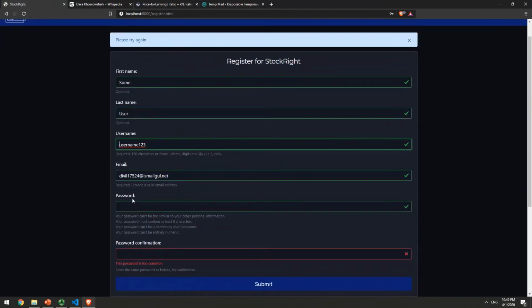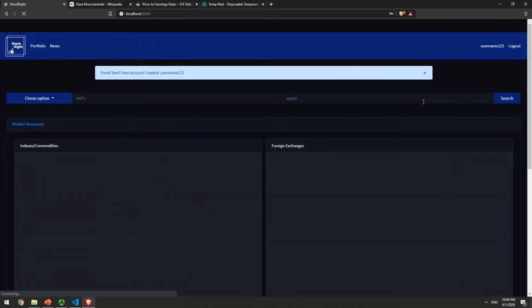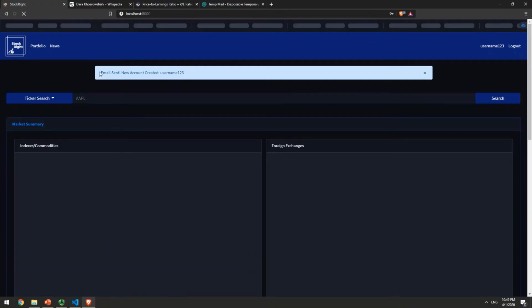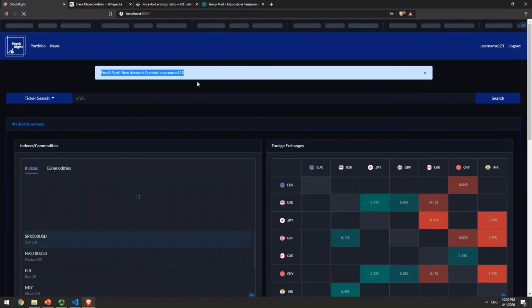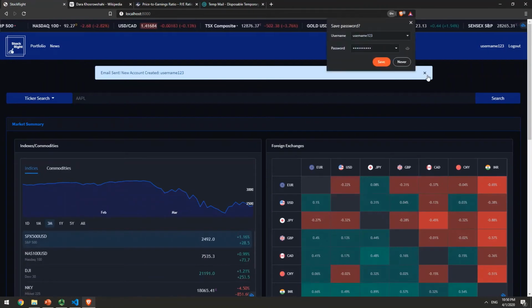Once again, password is too common. So you can see this is a robust system that is able to figure out what type of password works and what type of password does not. Okay, so now we're logged in. It tells you email sent, new account created, username123 is your username.